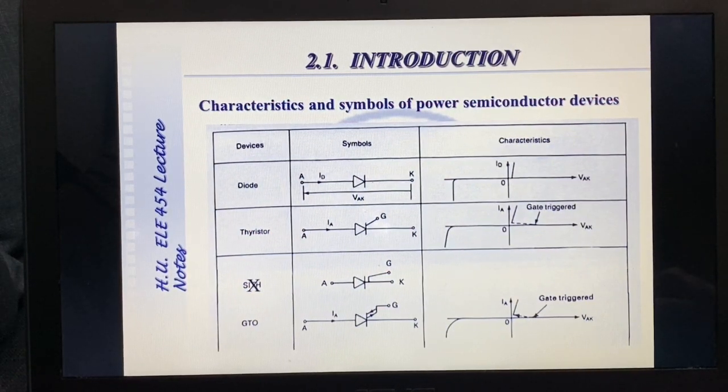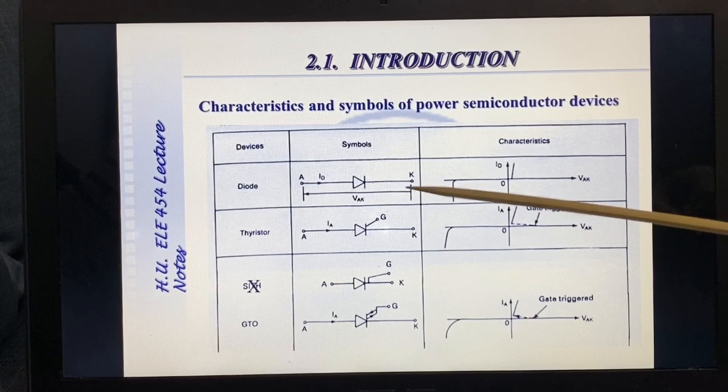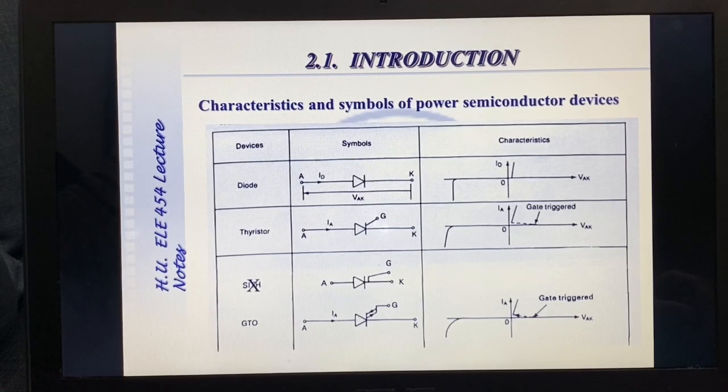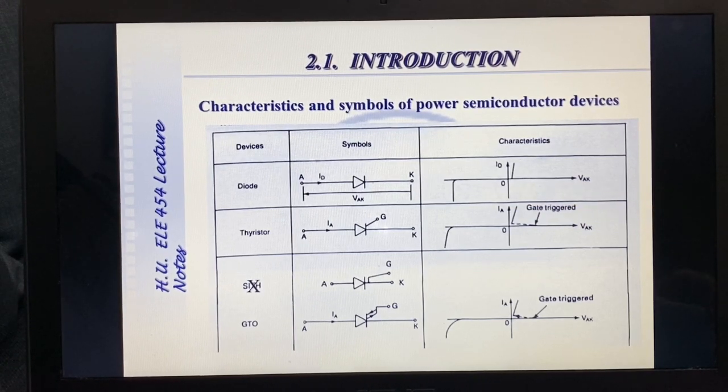So these are the characteristics and symbols of power semiconductor devices. First of all, the diode. As you all know, it has an anode-cathode voltage VAK, the anode and the cathode terminals. Current flows from anode to cathode when the device is forward biased. So ID versus drain current versus anode-cathode characteristics.